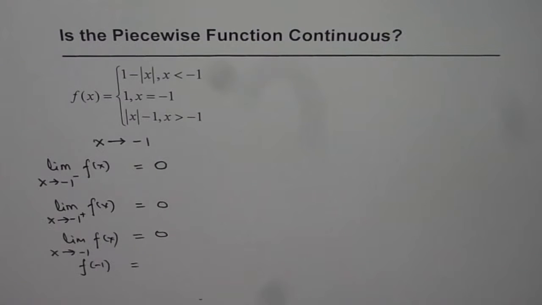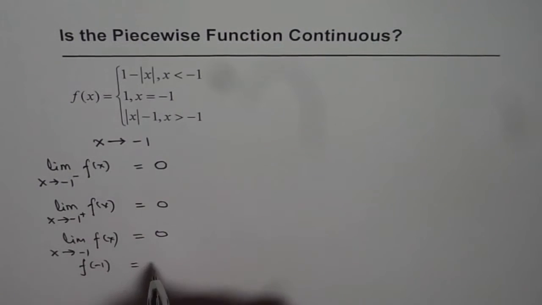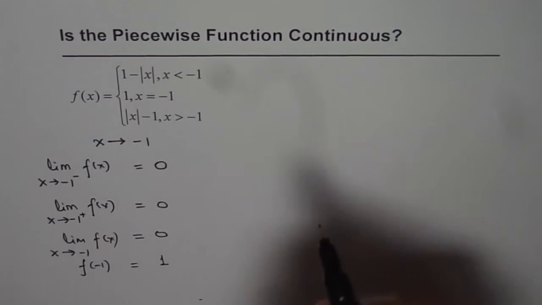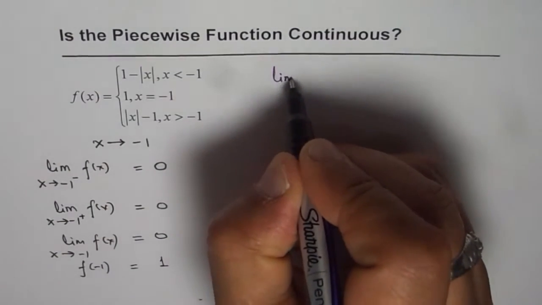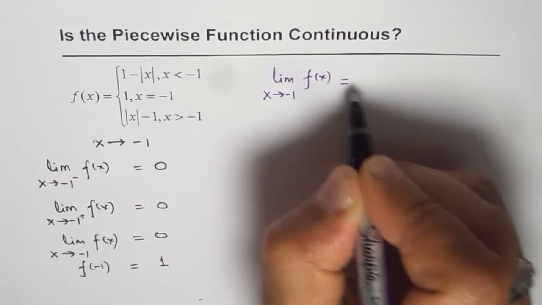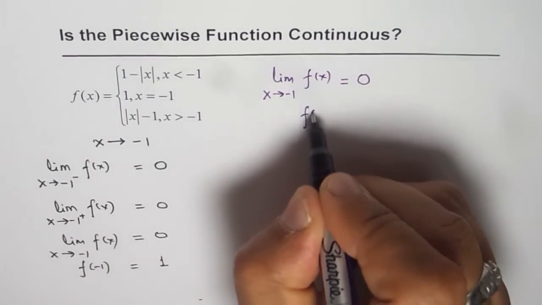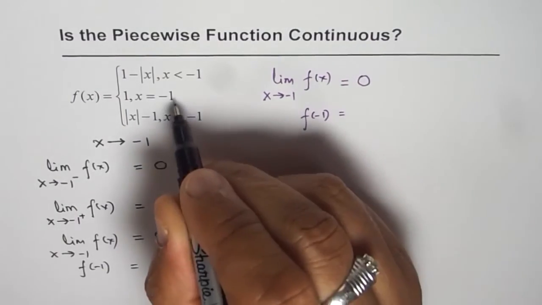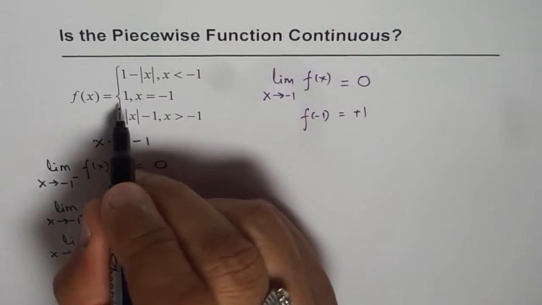So the limit exists. But what is the value of the function at minus 1? The value of the function at minus 1 is 1, right? Now the value is different, right? Therefore, what we see here is that the function is discontinuous. The limit of the function f of x as x approaches minus 1 is equal to 0, whereas the value of the function f of minus 1 is equal to minus 1. It was 1, sorry. So at x equals minus 1, it is 1.